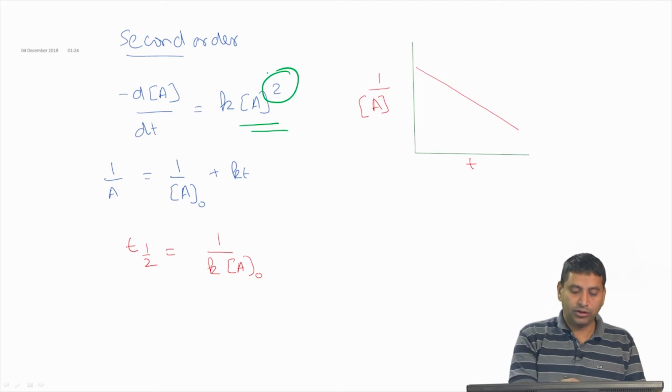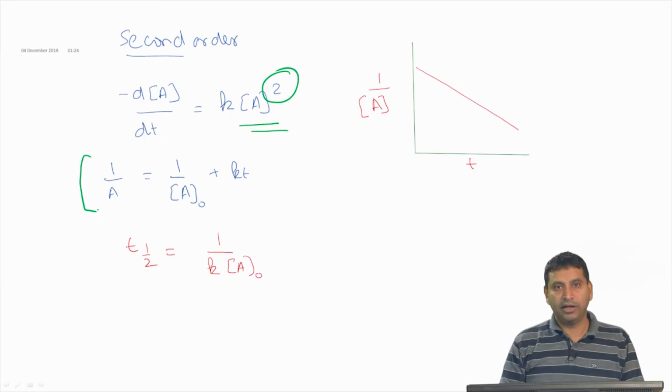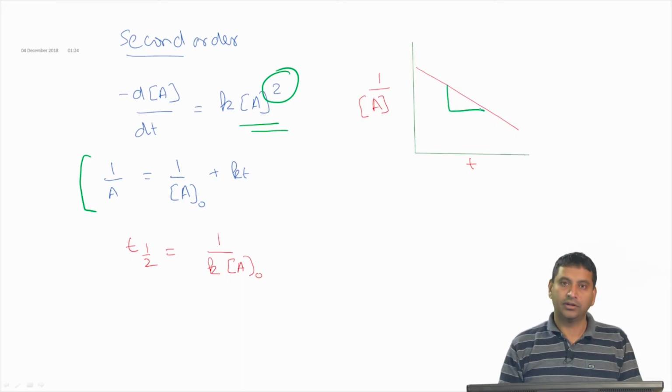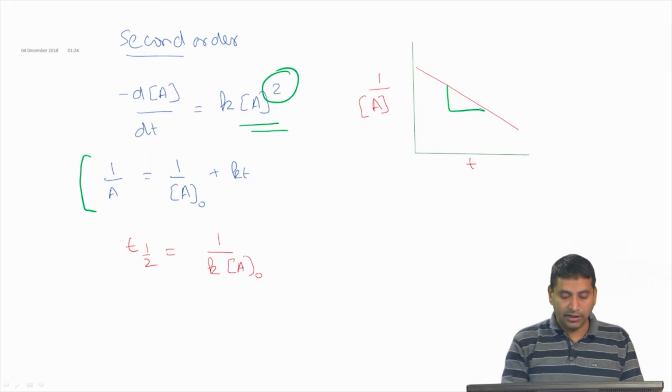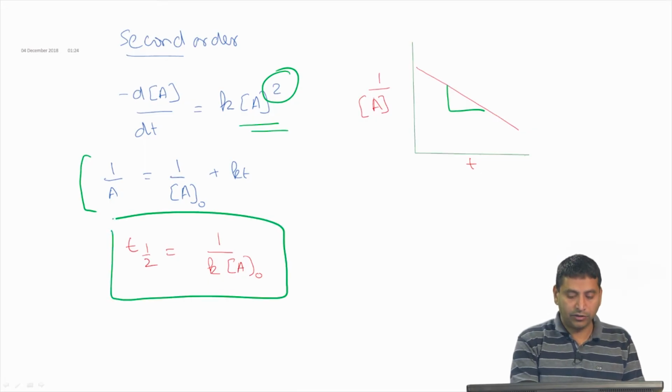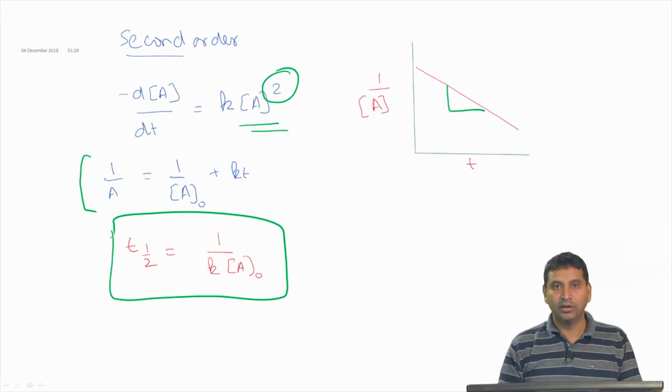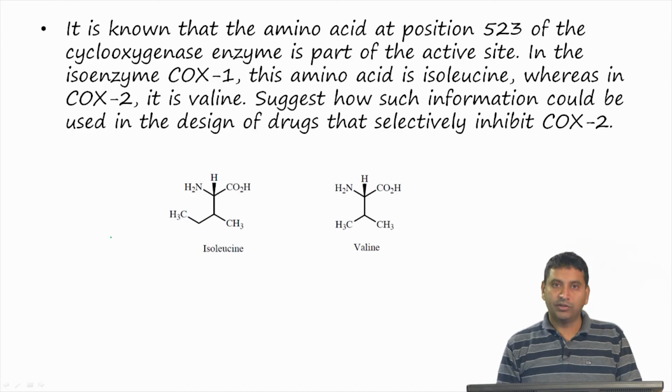If you do the math, you get 1/A equals 1/A naught plus Kt, and so if you plot 1/A versus time, you get a straight line. The slope of this gives us the rate constant K. The half life of a second order reaction is defined by the following term, which is 1 divided by K times the concentration of A naught. Now let us look at some questions.